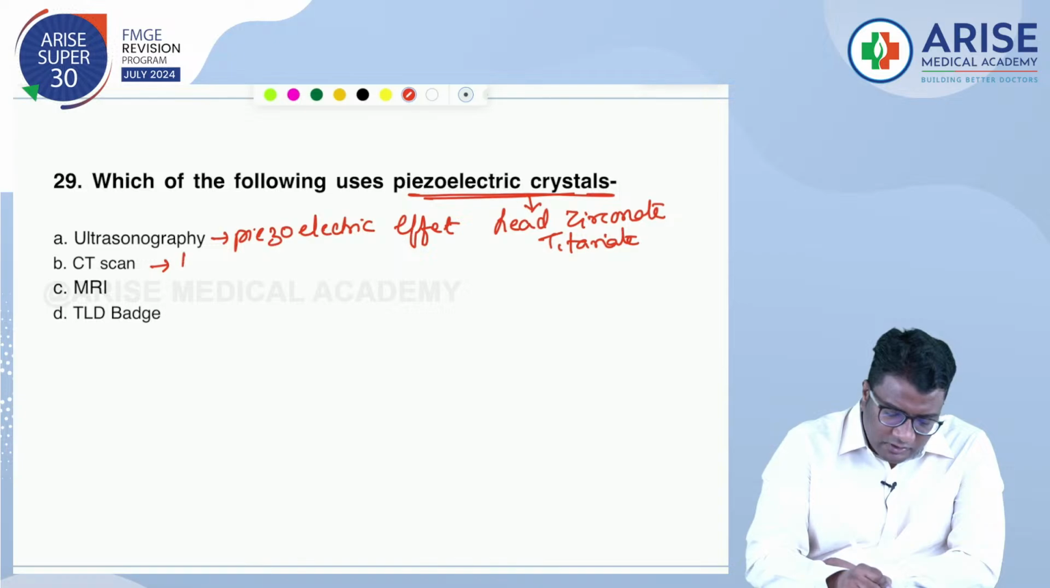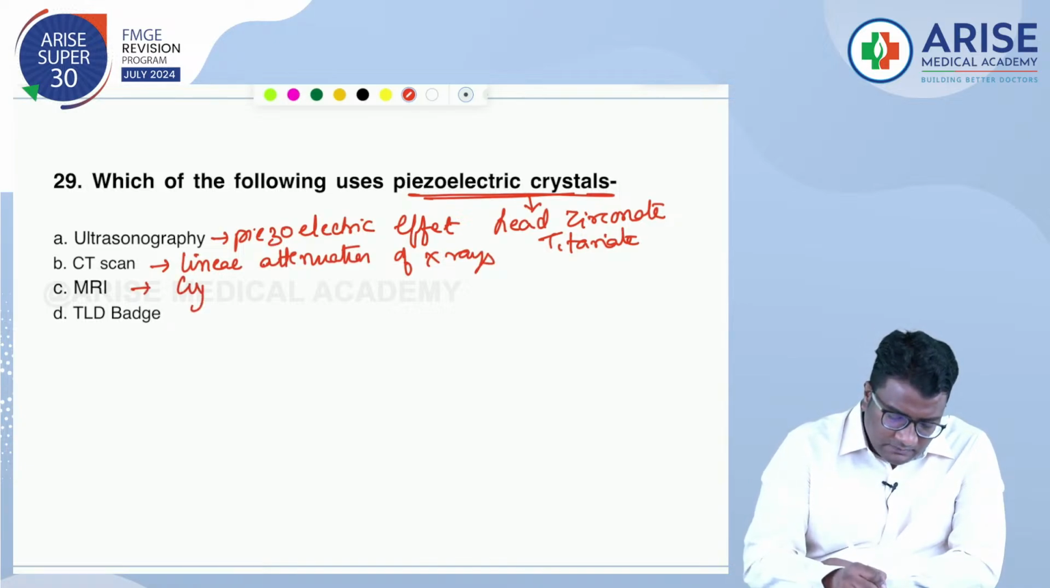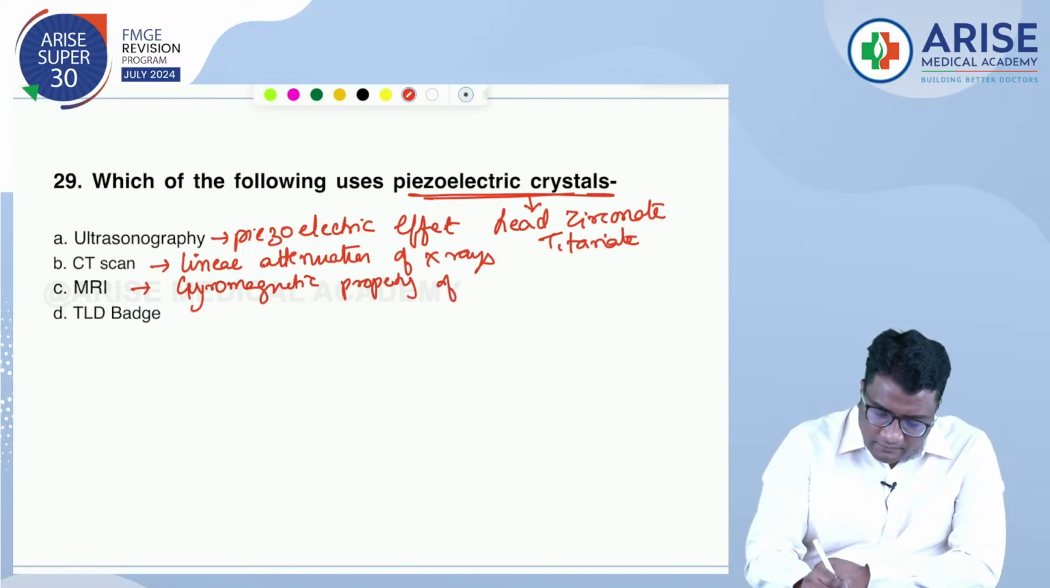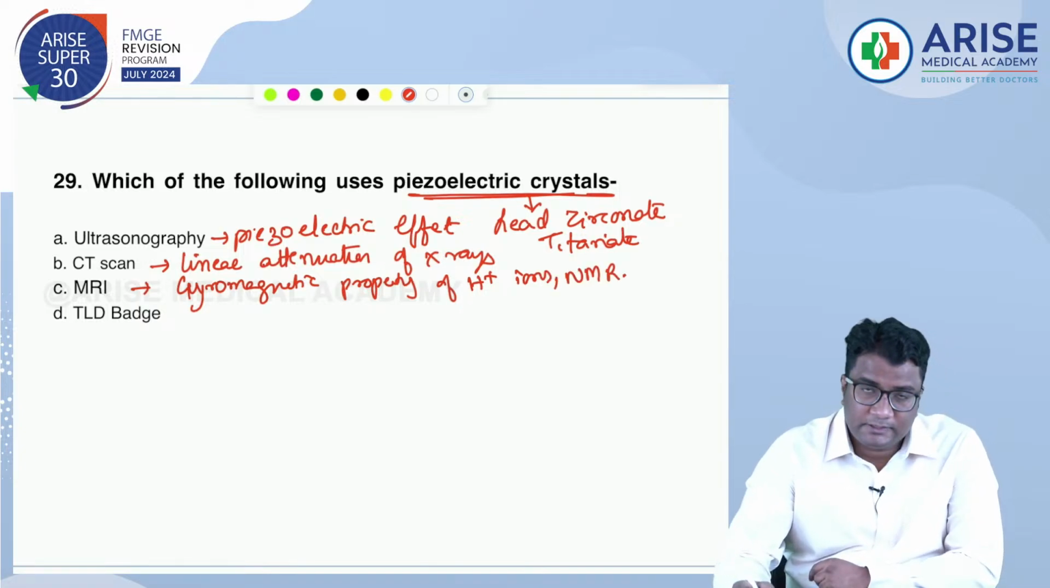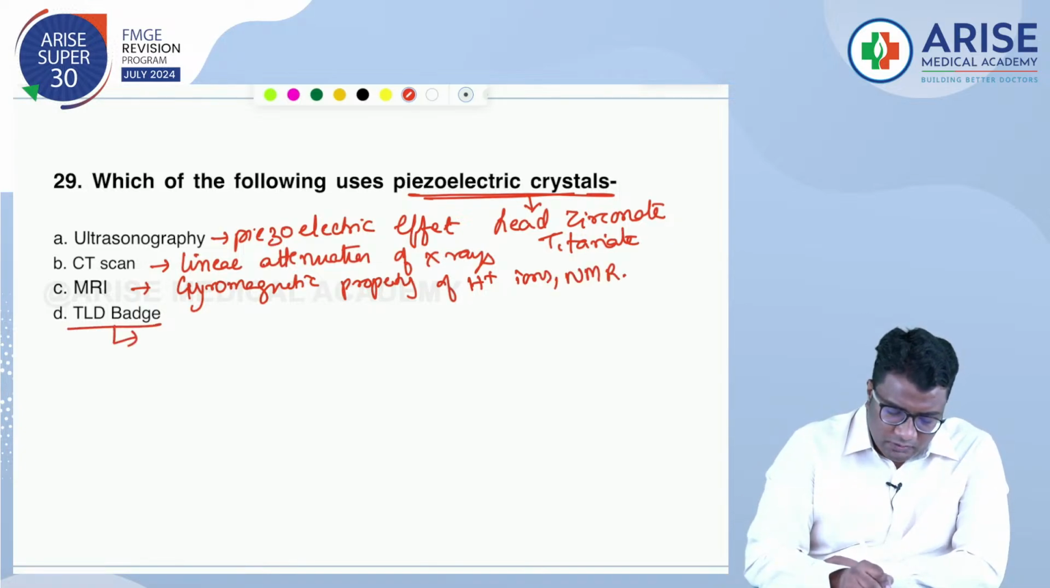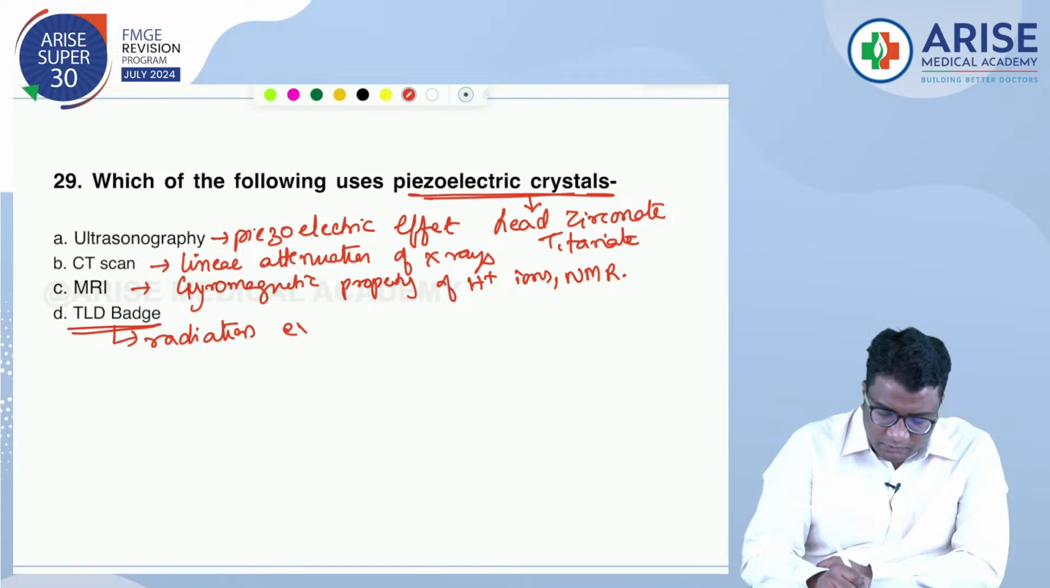And what is CT scan based on? This is based on linear attenuation of X-rays. What is MRI based on? This is based on gyromagnetic properties of H+ ions and uses nuclear magnetic resonance. And what is TLD badge used for? It is used for radiation exposure. What is a radiation exposure in occupational workers?